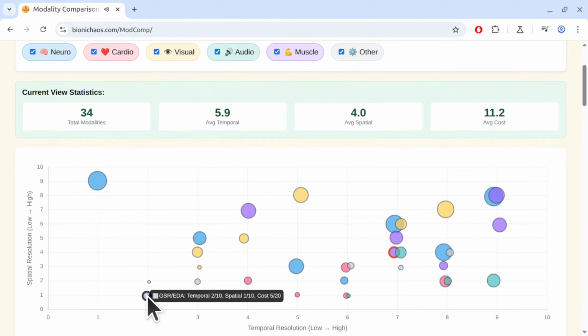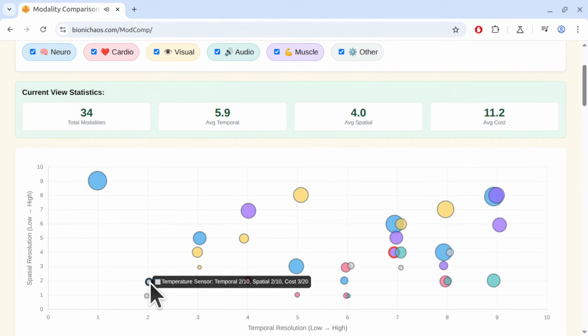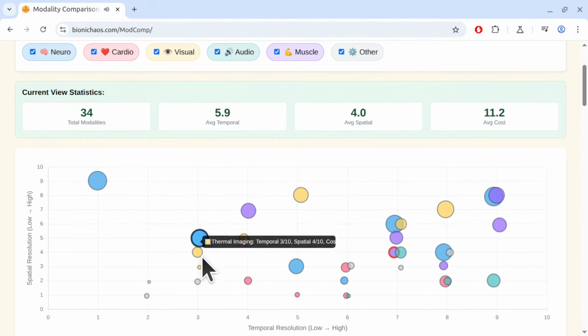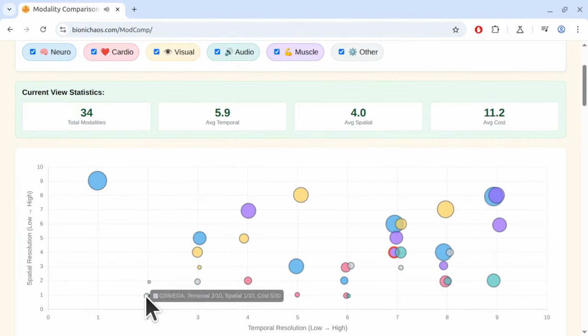Not at all. Take the basic temperature sensor. The sources rate it like 2 out of 10 for temporal, 2 out of 10 for spatial. So not fast, not detailed. Right. But the cost, only 3 out of 20. It's the ultimate are-you-hot-or-not sensor for body temperature. No frills. It does one job, simply. It's like asking for the meaning of life and getting a maybe. Exactly. Or look at galvanic skin response. That's 2 temporal, only 1 spatial, and 5 for cost.